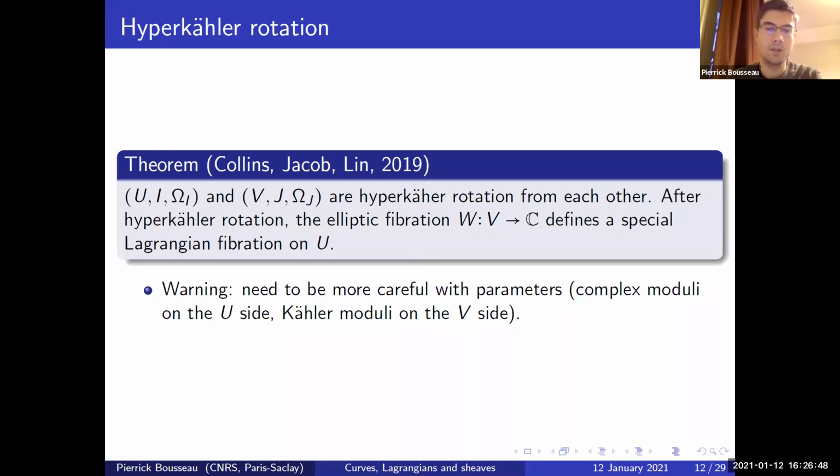Okay, so now coming back to our starting point, which was holomorphic curves in U, we will be able to use this hyperkähler rotation statement to transform our holomorphic curves in U into something else in V. And when you hyperkähler rotate holomorphic curves, you will get special Lagrangians.